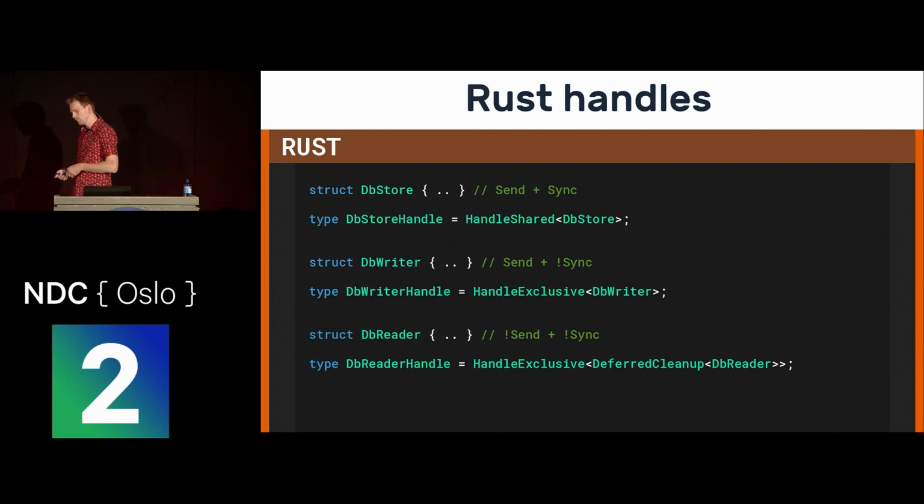All right, so just to give you some examples of some handles that we have, like a DBStore. This is an instance of our database. It's naturally Send and Sync, so we can stick it in a shared handle. We have a DBWriter. It is safe to send because it has no thread local state, but it's not safe to access concurrently, so we stick it in an exclusive handle and it's bound to a thread. Then we have something like a reader. It has thread local state, so we can't send it to another thread and we can't access it concurrently, so we need to stick it in an exclusive handle behind a DeferredCleanup.